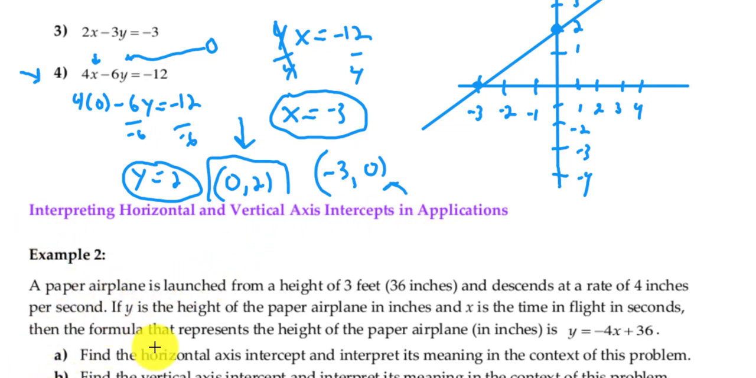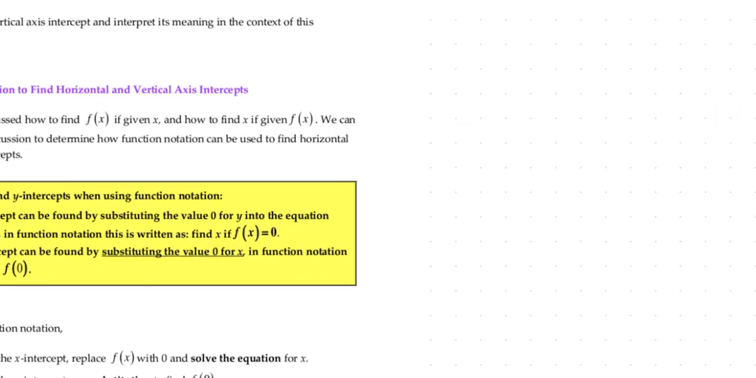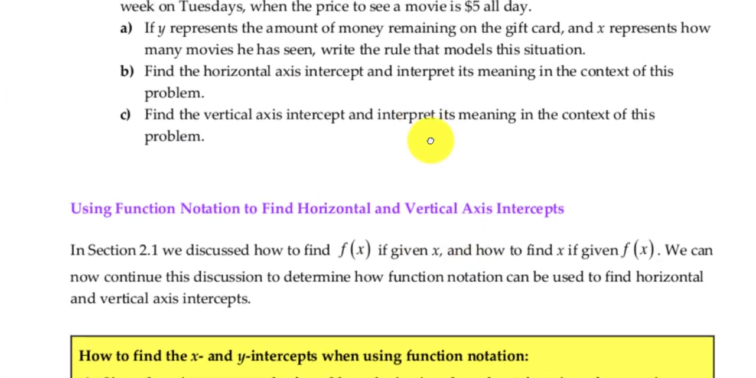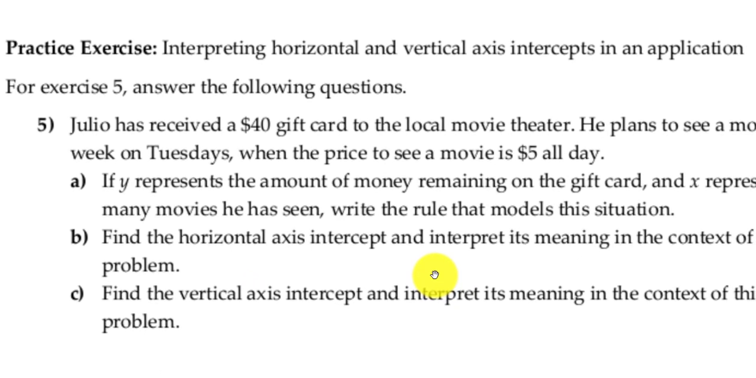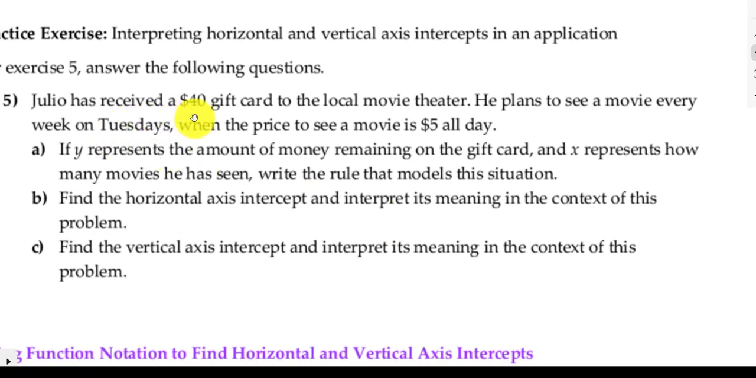There's an example here and they show you how they work through the problem. But let's take a look at the next page and do a practice problem. Here's a practice exercise. It says Julio's received a $40 gift card to the local movie theater. He plans to see a movie every week on Tuesdays when the price to see a movie is $5 all day. If Y represents the amount of money remaining on the gift card and X represents how many movies he's seen, write the rule that models.